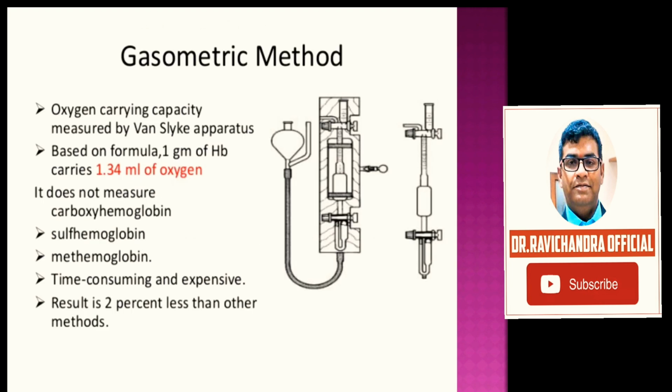This is the apparatus showing the gasometric method of hemoglobin estimation. Oxygen carrying capacity is measured by this apparatus. 1 gram of hemoglobin will carry 1.34 ml of oxygen. But this apparatus does not measure carboxyhemoglobin, sulfhemoglobin, methemoglobin. This is a time consuming and an expensive method. Result is 2% less than the other methods.